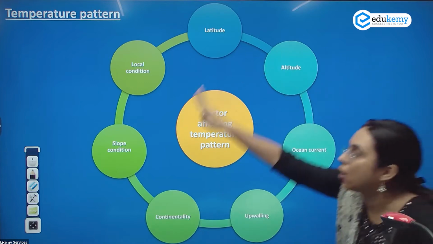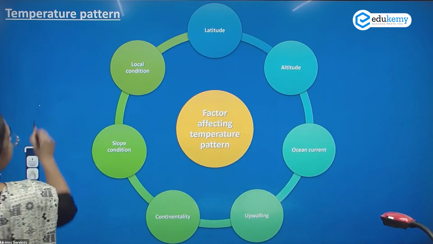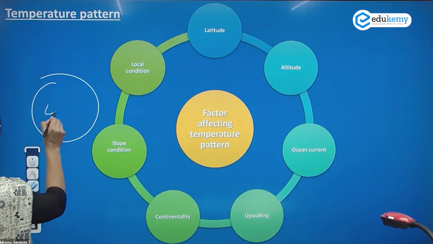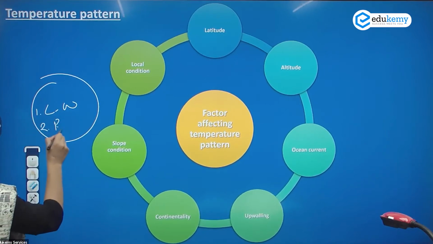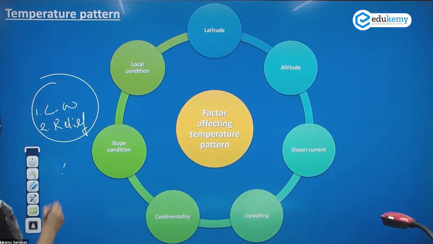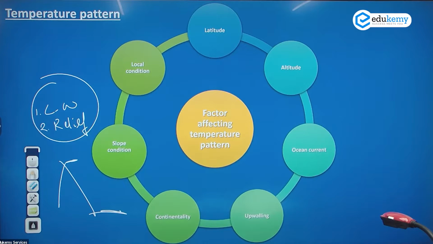Therefore, on our earth, we have many things. One, you have land water difference. We have variations in the form of relief, the top of the mountain versus the bottom, the lower atmosphere. We have slope that also affects the temperature and pattern. We have ocean currents that affect your temperature pattern and the pressure pattern.